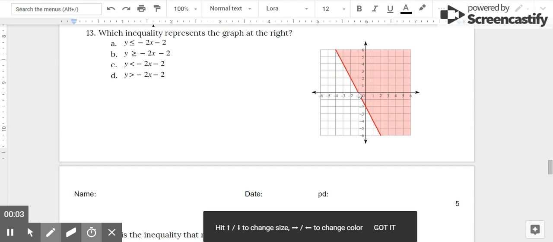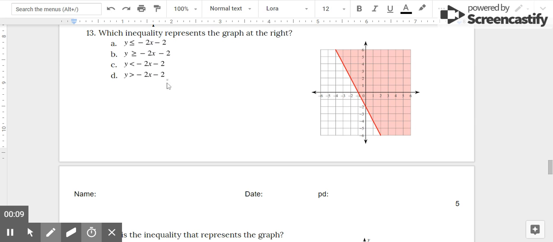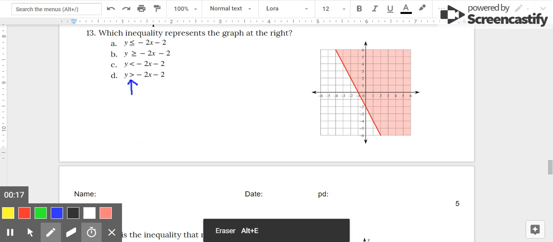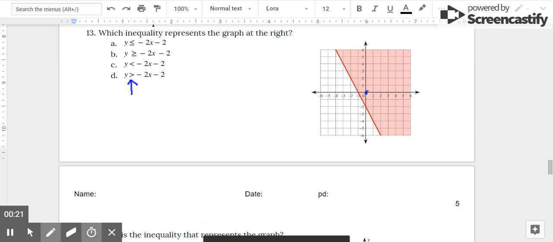13, we need to find... If you look at the inequality, we already have all the same inequality except the inequality symbol, right? So now what you need to do is use a testing point, which is, I'm going to use (0, 0), because (0, 0) is in the solution set. So when you plug in (0, 0), the inequality should be true.